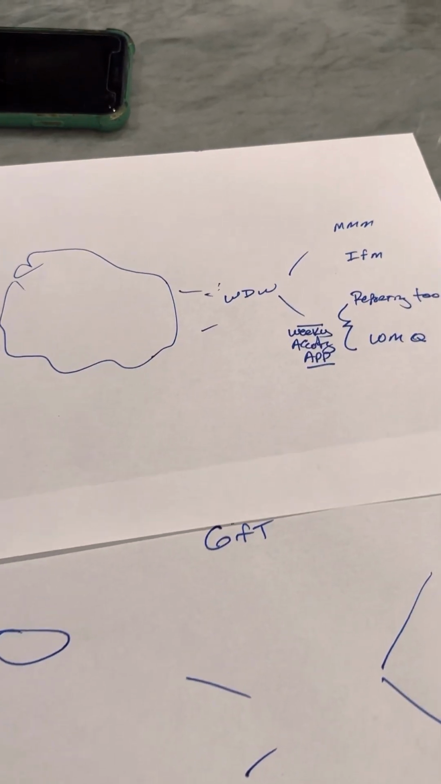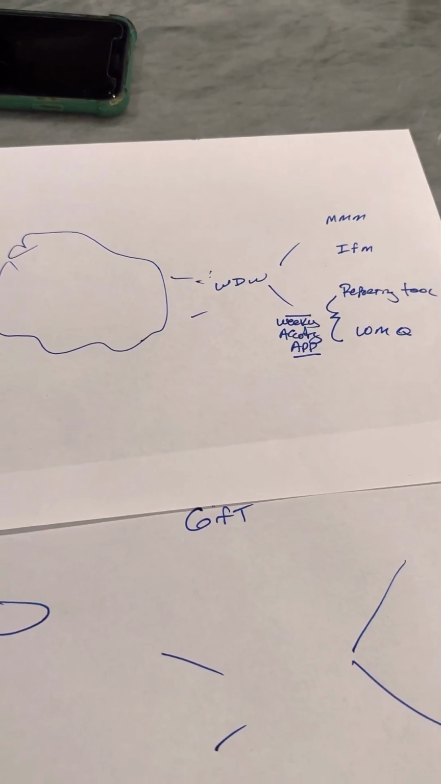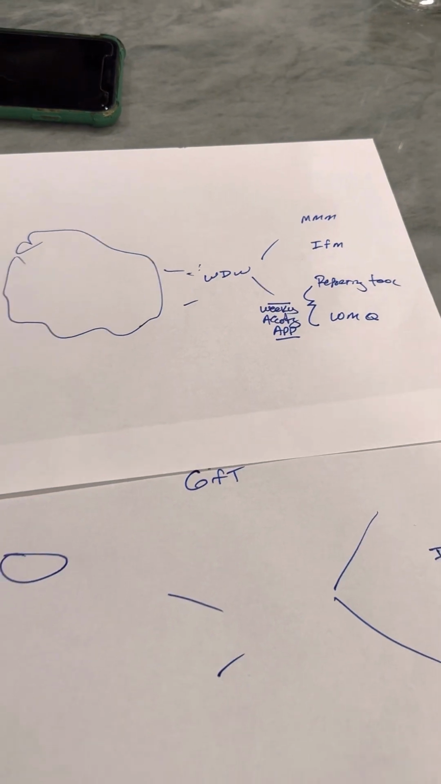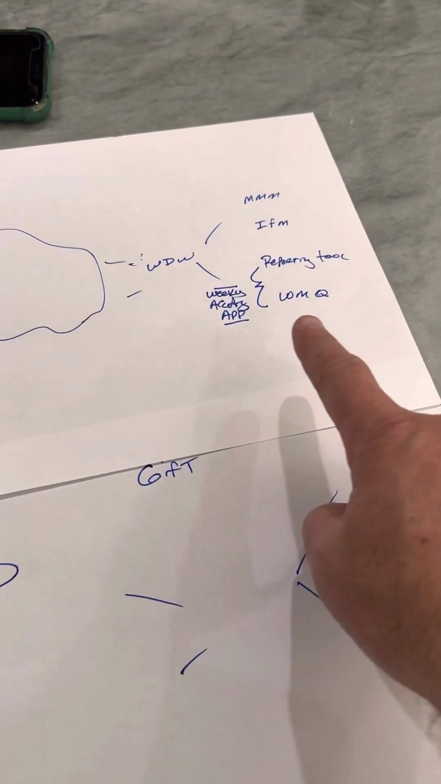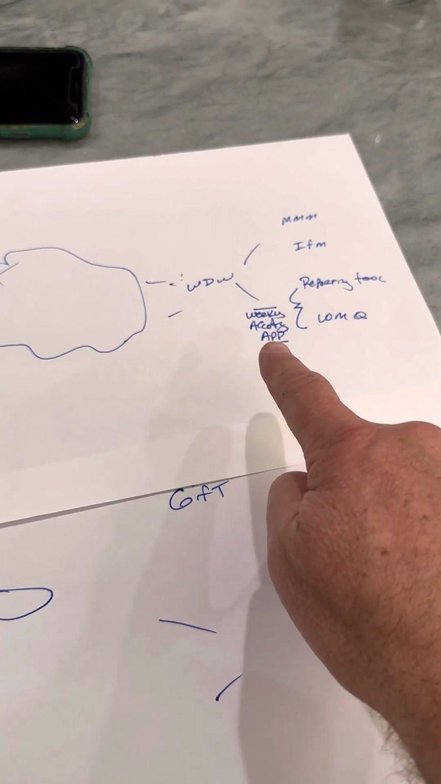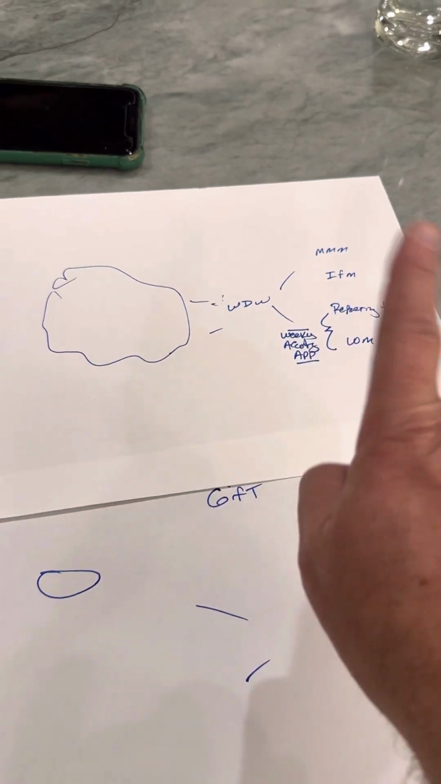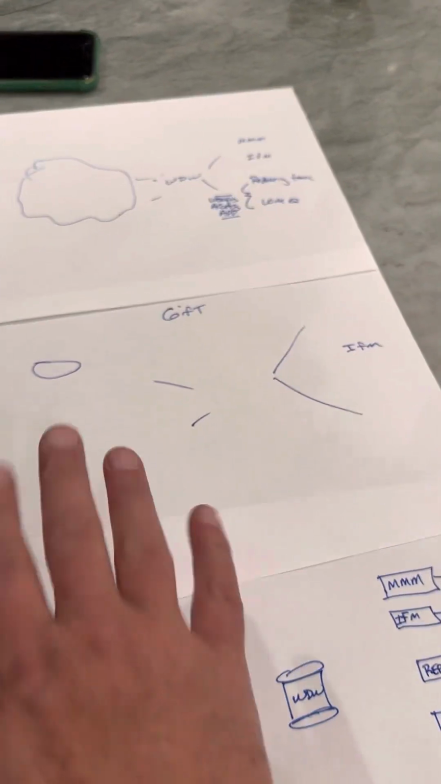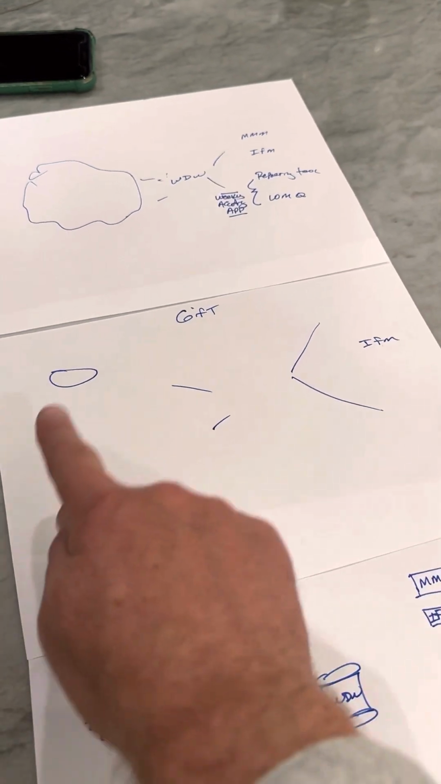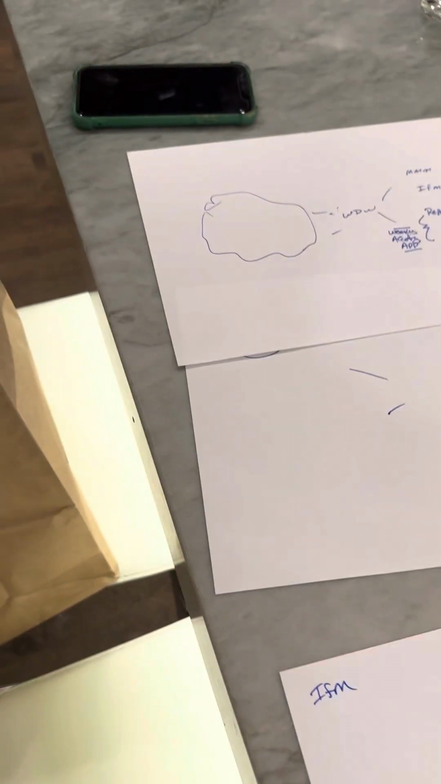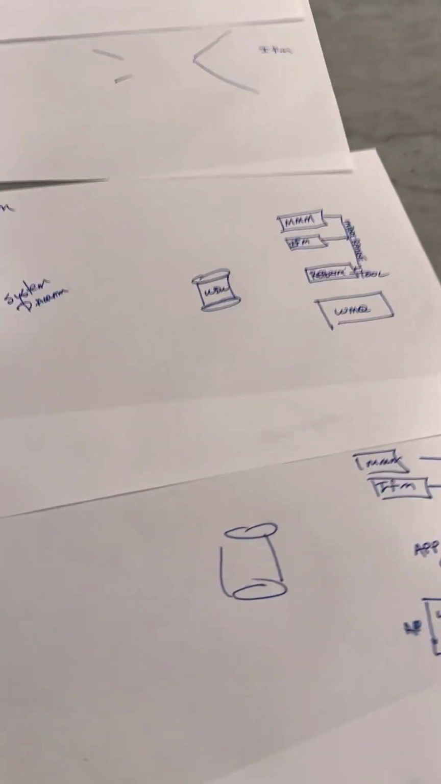Okay, so this is the overall architecture of the system: MMM, IFM, reporting tool, and WMQ. The weekly accounting app is going to replace those two. We'll talk about that in a second. We're going to just start with the IFM, because that's the first line in the chain and that's the basics of understanding a company.